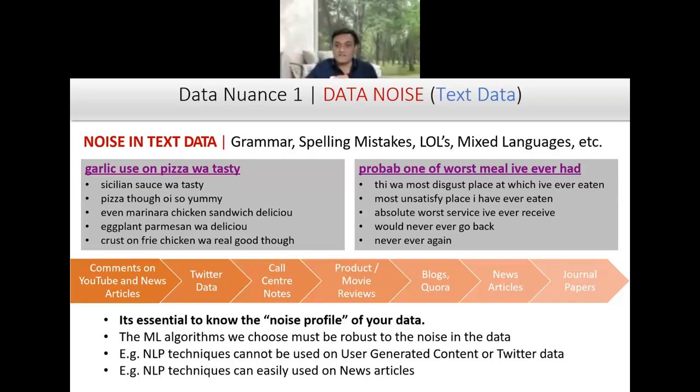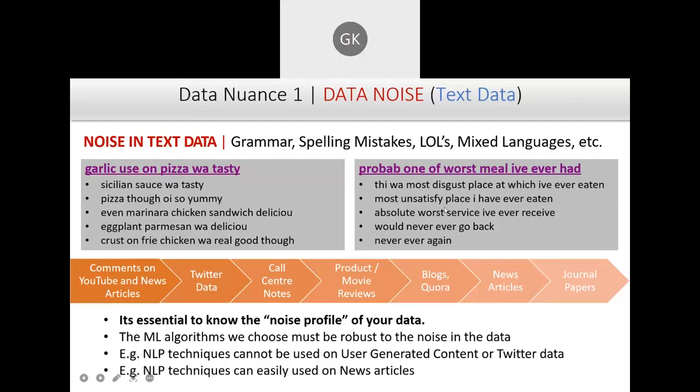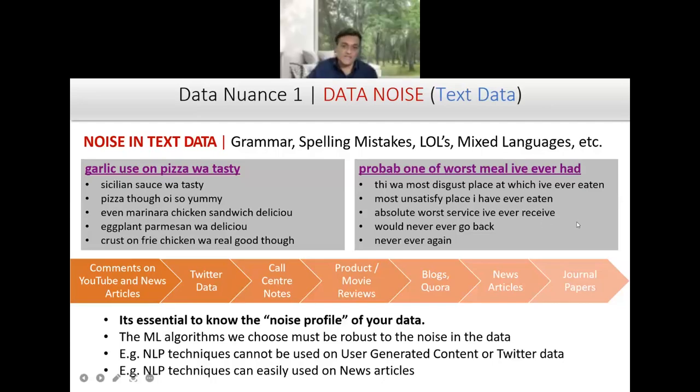Now second block, you just need to go through that. It is written, this was the most trusted place at which I have ever eaten. Most unsatisfied place I have ever eaten. Absolute worst service I have ever received. But we are able to understand, we are able to read. But the computer doesn't understand all these things when you have this sort of noise in the data. There are lots of mistakes. There are some words missing.